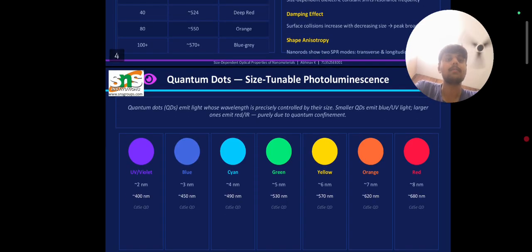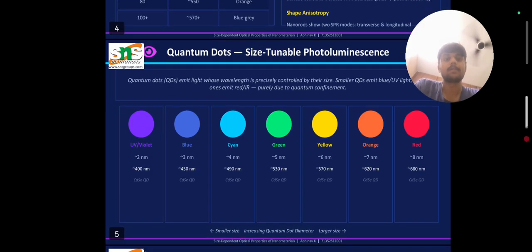Next, quantum dots. Size tunable photoluminescence. Quantum dots emit light whose wavelength is controlled by the size. Smaller ones emit blue or UV light. Large ones emit red or IR, purely due to quantum confinement.